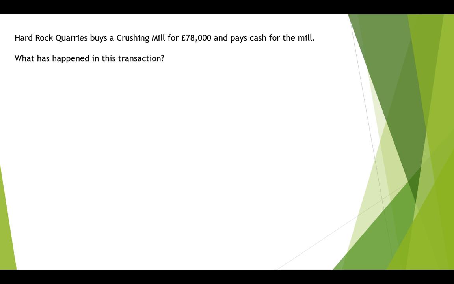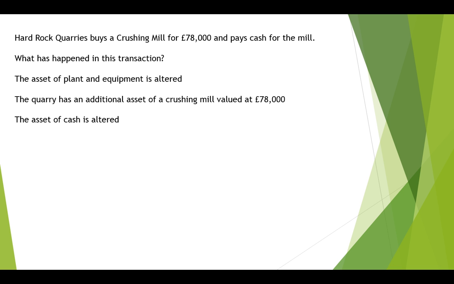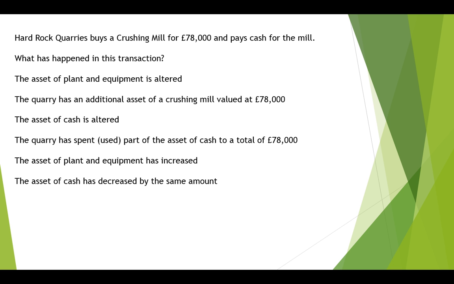So Hard Rock Quarries buys a crushing mill for 78,000 and it pays cash for the mill. So we start by thinking about what's happened in this transaction. It has a crushing mill for 78,000 and it's paid cash for the mill. So the asset of plant and equipment has got the crushing mill added to it. So that has gone up by 78,000, and the asset of cash is altered. We paid cash for the mill, so we've used £78,000 worth of cash. So whilst the asset of plant and equipment has increased, the asset of cash has decreased by the same amount, but the accounting equation will remain balanced.